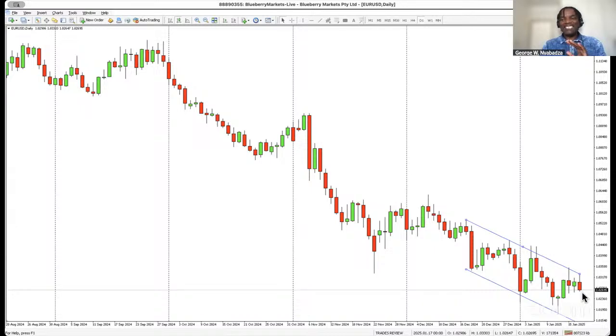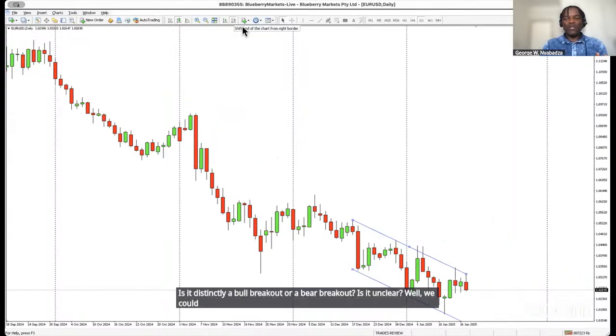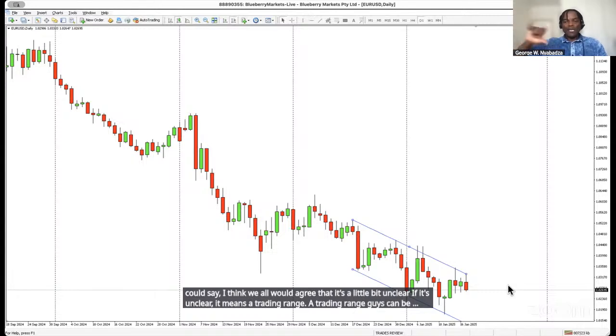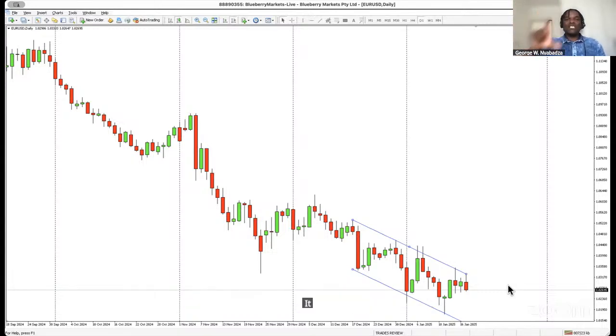is it distinctly a bull breakout or a bear breakout? Or is it unclear? Well, I think we all would agree that it's a little bit unclear. If it's unclear, it means it's a trading range. A trading range, guys, can be horizontal. It can be ascending or descending. An ascending trading range is a channel.